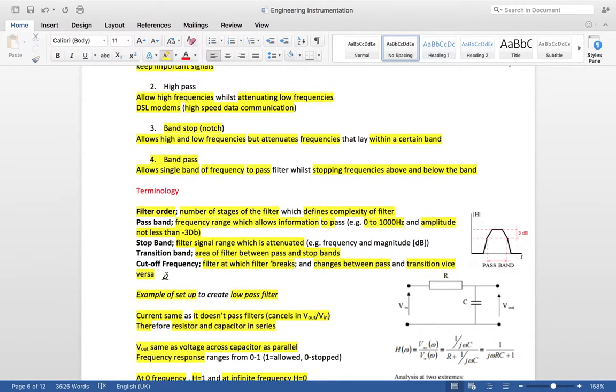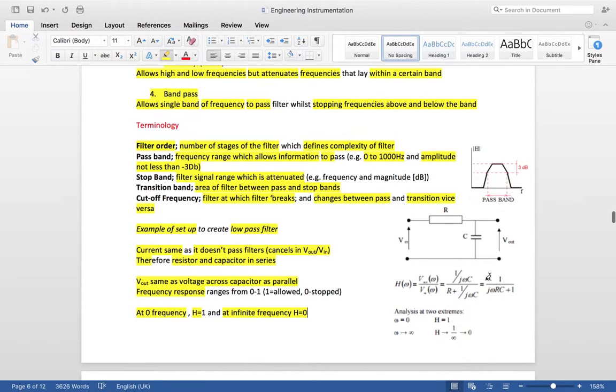So this is a graph of frequency. This is an example of a setup for the low pass filter. The current is the same as it doesn't pass the filter, so V out is equal to V in. Therefore the resistor and capacitor are in series, and V out is the same as the voltage across the capacitor. So the frequency response is 0 to 1: at frequency 0, H is 1, and at frequency infinity, H is 0.